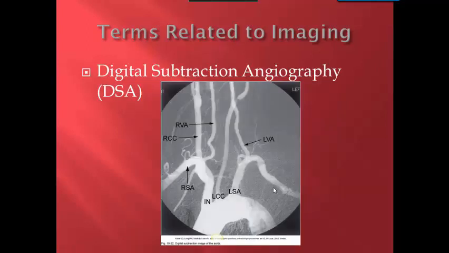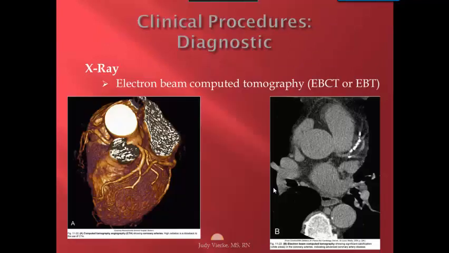Digital subtraction: because the heart is a beating structure, we can subtract out the blurry images as a simplistic way of looking at that. We can put an EKG on there and subtract out the moving images.